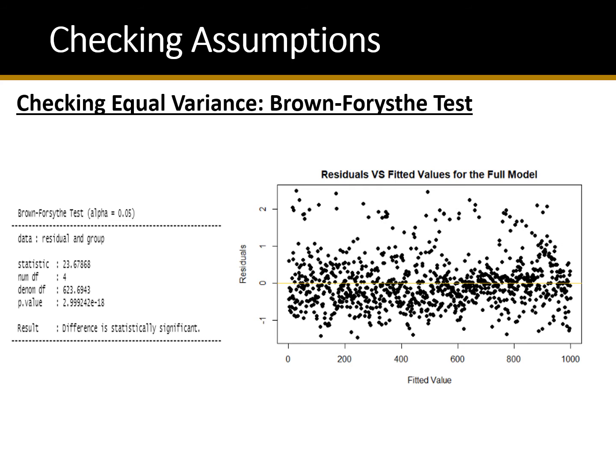Additionally, the Brown-Forsythe test was run to check the equal variance of the residuals. From these results, we can again reject the null hypothesis and conclude that the data does not have equal variance among its residuals.